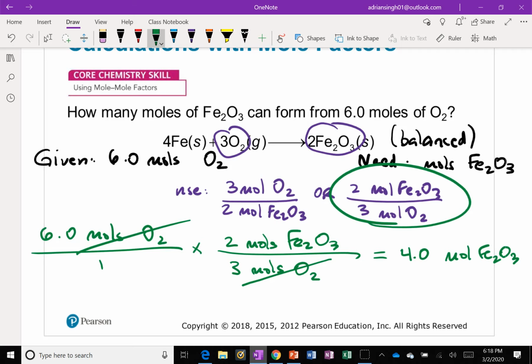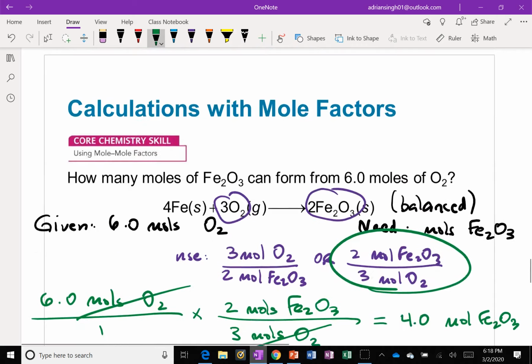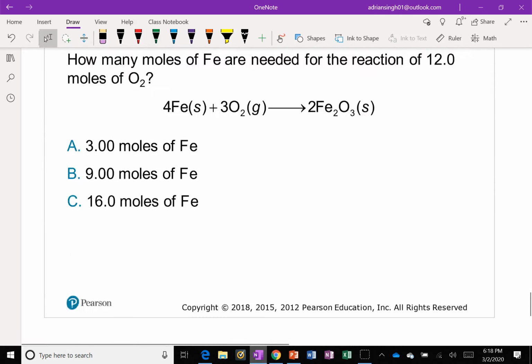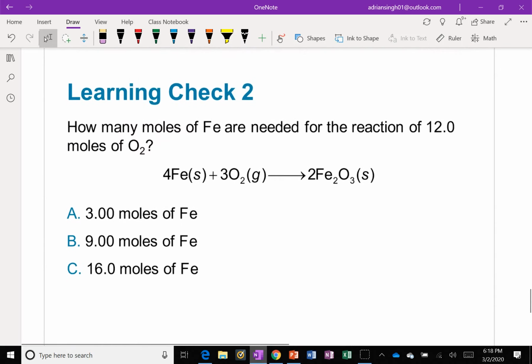Right, and that's the key piece of info we get from our balanced equation, that mole-to-mole ratio that connects one thing to any other thing in the equation. All right, let's take a look at another one. So it says how many moles of Fe are needed for the reaction of 12 moles of O2. Okay, so why don't you take a minute and do this one on your own. Set it up the same way.